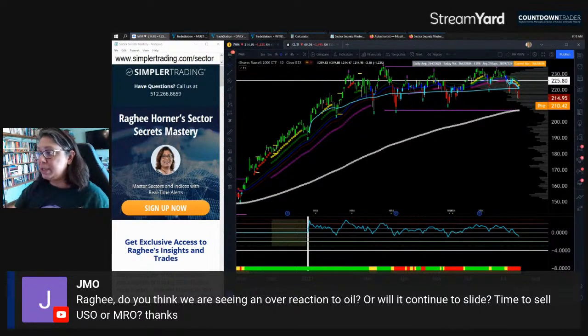Remember, sector rotation, let me see if I have my image here, but sector rotation is like a Ferris wheel. It might sometimes feel like Ferris Bueller's Day Off too, but it's like a Ferris wheel. And the reason I say that is because, think of the folks at the top of the view and the folks at the bottom of the view.